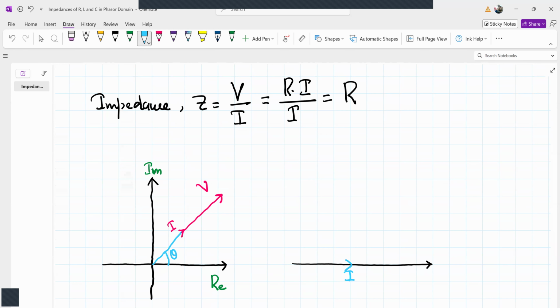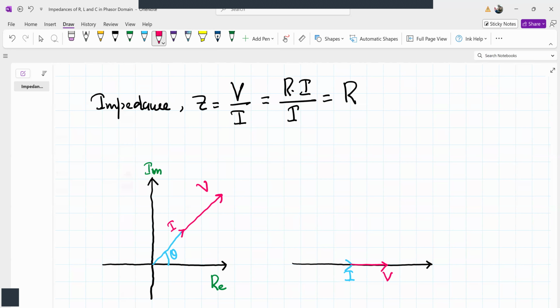Where will V be located? V will also be in the same direction for a resistor. So this is the phasor diagram of a resistor. In other words, this is very, very important: voltage and current in a resistor are in phase. So there is no phase difference between voltage and current as far as a resistor is concerned.